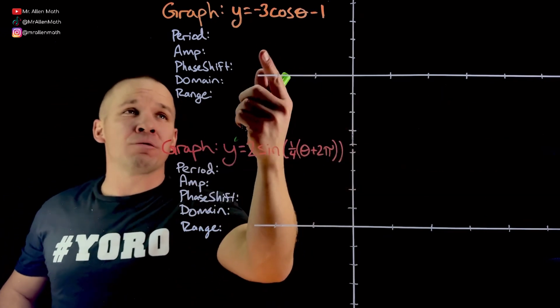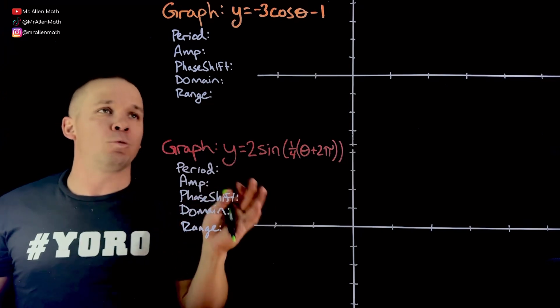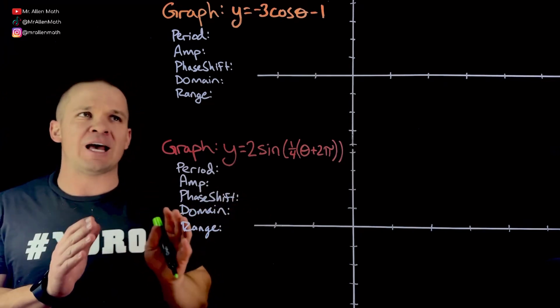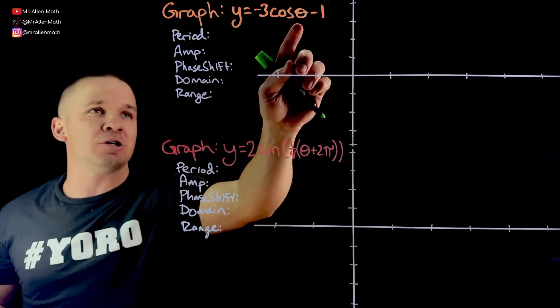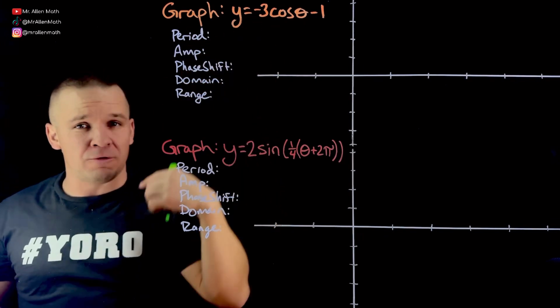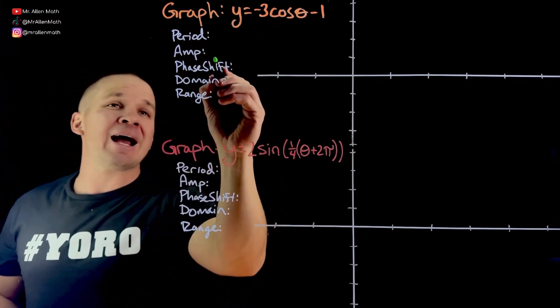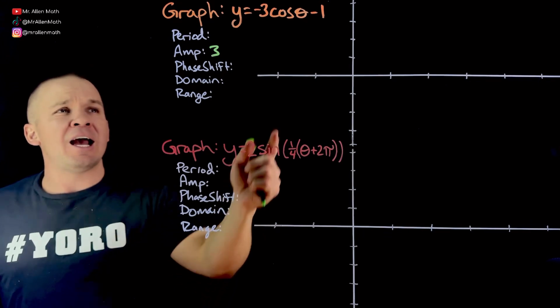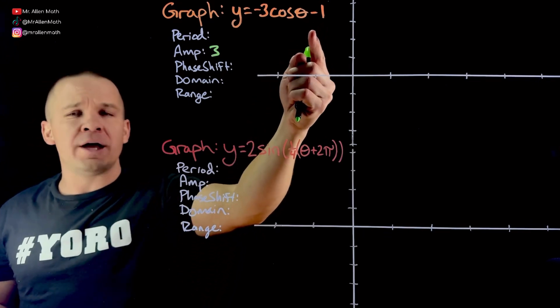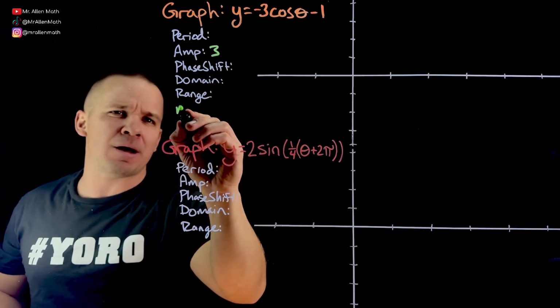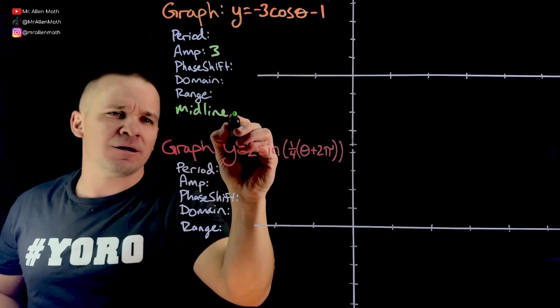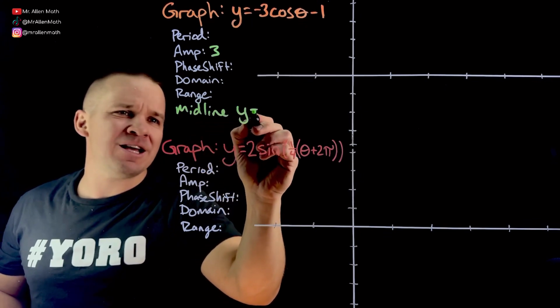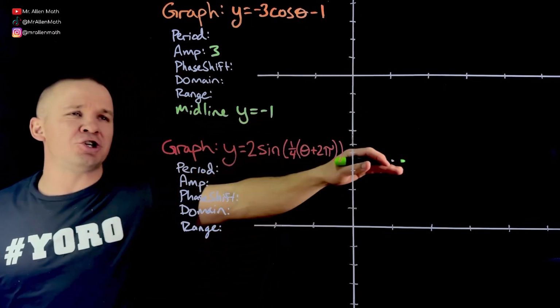We got a -3 cosine of theta minus 1. So there's no phase shift or anything like that because there's nothing inside the cosine function, but we do have a reflection, a vertical reflection. We got that 3 there. That's my amplitude for this one, and we're going to be moving down 1 here. So actually my midline, and I'll write that, my midline, that's going to be y equals -1. So everything's going to shift down 1.